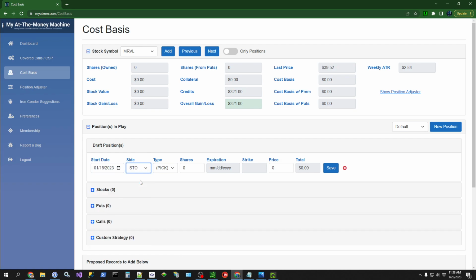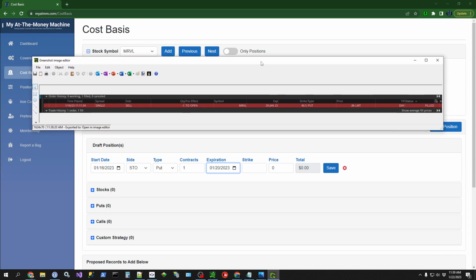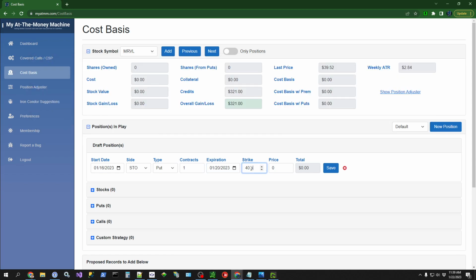So it was a sold to open. It was a put, and we did one contract. The expiration, I believe, was this past Friday, the 20th. I've got the screenshot here of the transaction so we can do this. So, yep, on the 16th we sold to open. It was one contract, the expiration was January 20th, the strike was $40.50, and we got 86 cents for that.